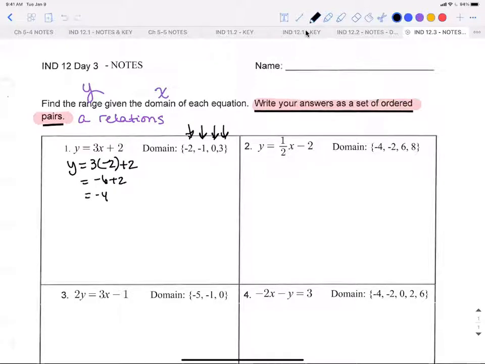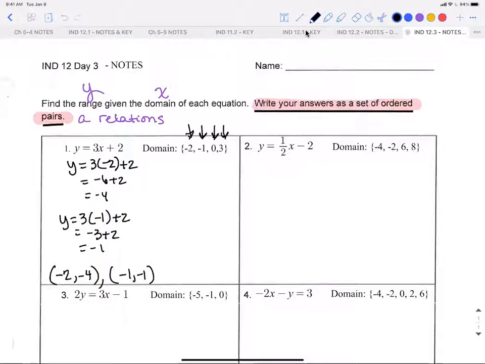So my first ordered pair, I'm going to come down here just to save myself some time. When I plug a -2 in for my x, I get a -4 for my y. That's my first y value. Now I'm going to work it again with my next x value. So y equals 3 times -1 plus 2. 3 times -1 is -3 plus 2 equals -1. So my next point in my relation is going to be -1, -1, because when I plug a -1 in for the x, I get a -1 for the y.